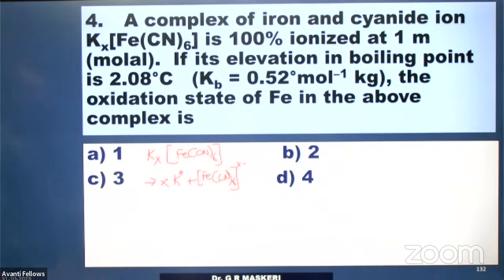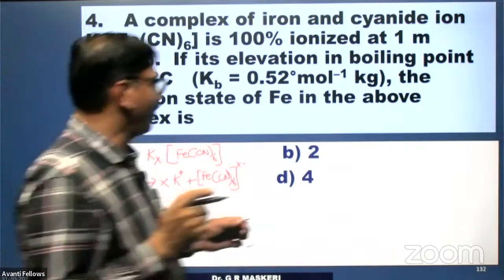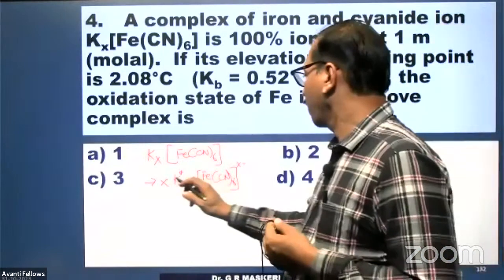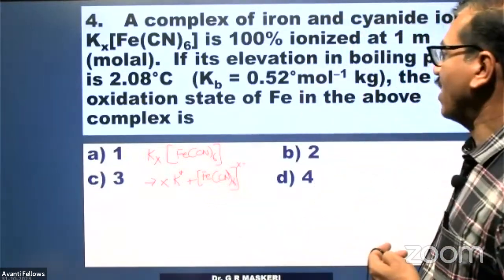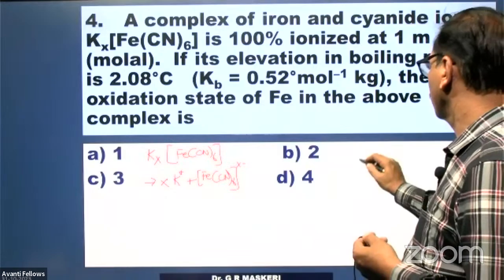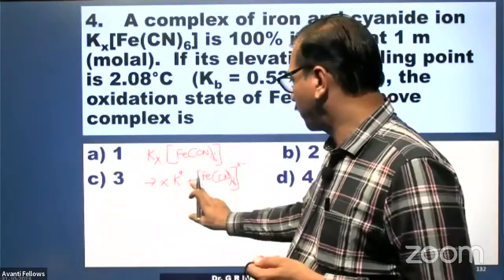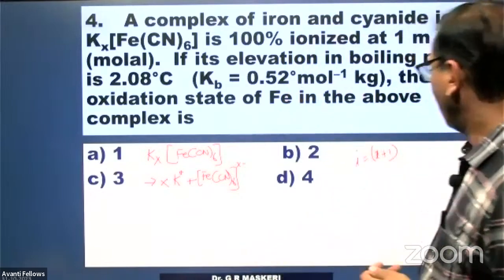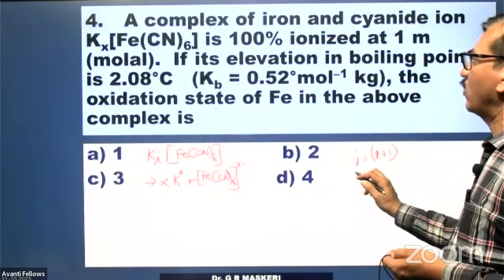It is 100% ionized. So, therefore, I value is 1. Option C, sir. Okay, sorry, I value is not 1. It is X plus 1. X plus 1 you have to take as the I value, if it is 100% ionized.